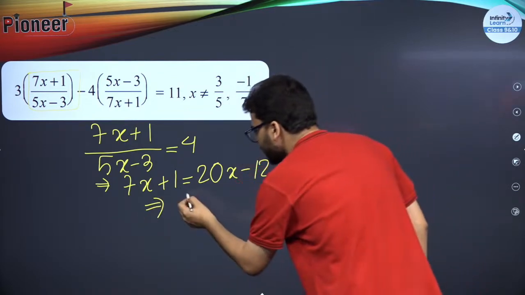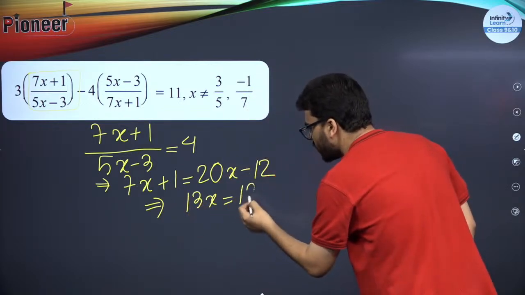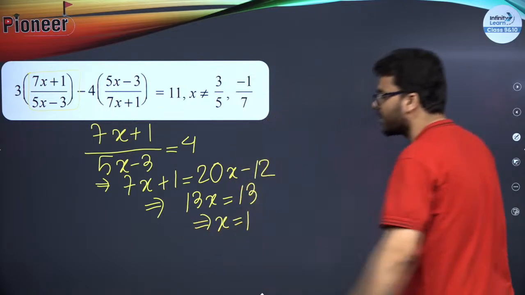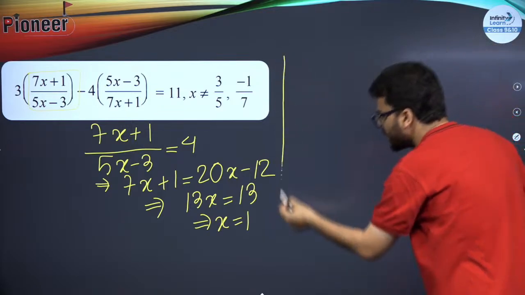So this will give you 13x is equal to 13, so x is equal to 1. This is the first solution. x is equal to 1 is the first solution. Now what about the other solution over here?